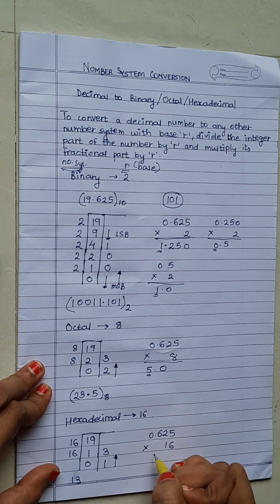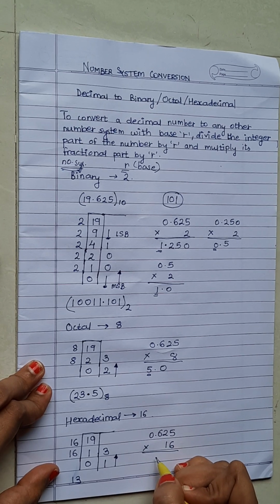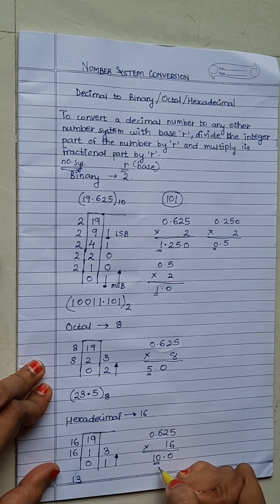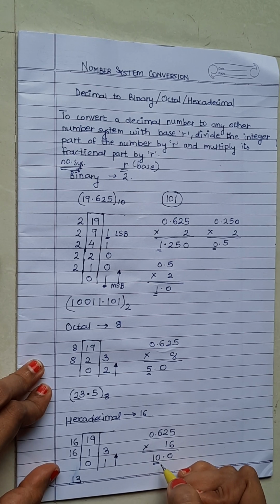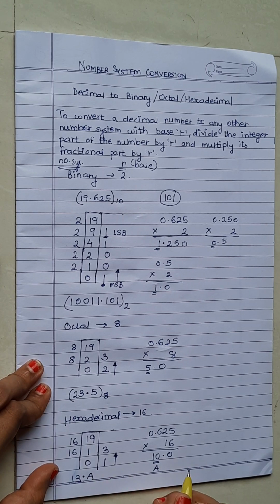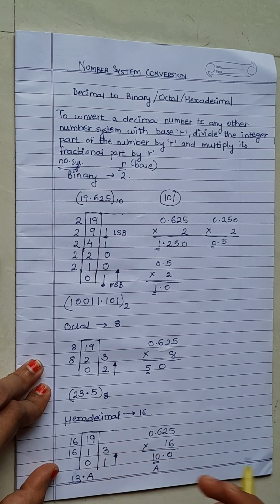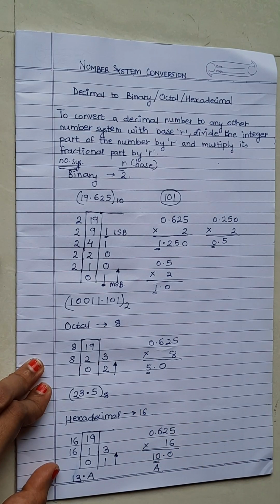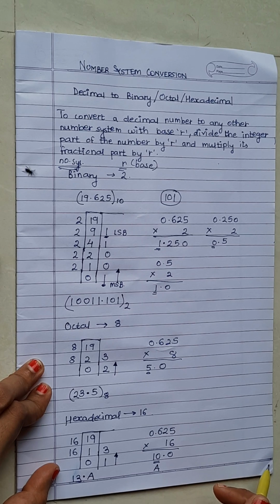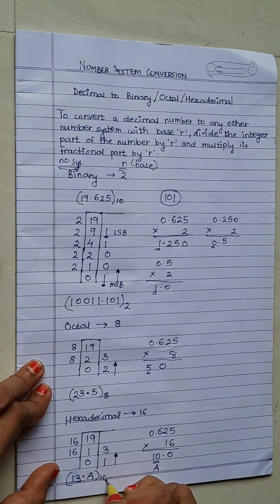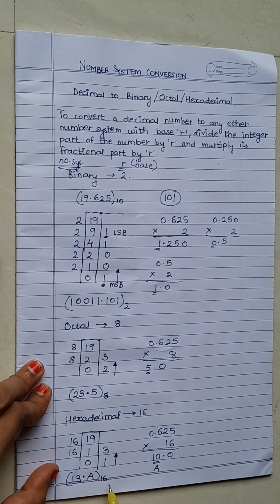multiply it with the base r, that is 16. What I get is 10.0. You can try and multiply this. 10.0. I take the integer part, here integer part 10. So in hexadecimal, if you remember, 10 is written as A, right? So what I will do is 13.A, because if you remember, in hexadecimal the digits are 0 to 9, and 10, 11, 12, 13, 14, 15 are written as A, B, C, D, E, F respectively. You can refer to the earlier lectures in which I have discussed the hexadecimal number system. So 13.A is 19.625 in decimal, is 13.A in hexadecimal.